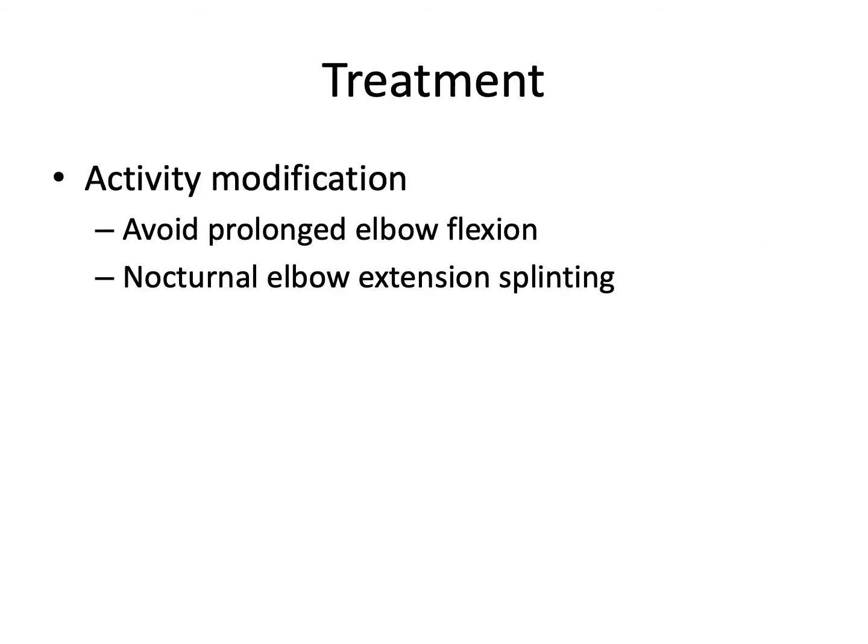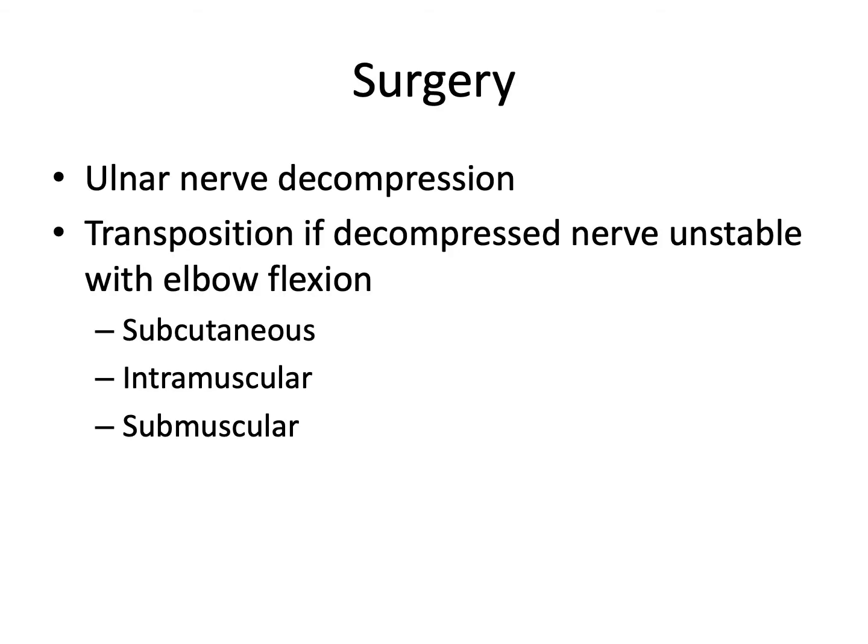Treatment can consist of activity modification, having the patient avoid prolonged elbow flexion and nocturnal elbow extension splinting. Surgical treatment consists of ulnar nerve decompression with possible transposition if the decompressed nerve is unstable with elbow flexion. This can be done in a variety of ways.